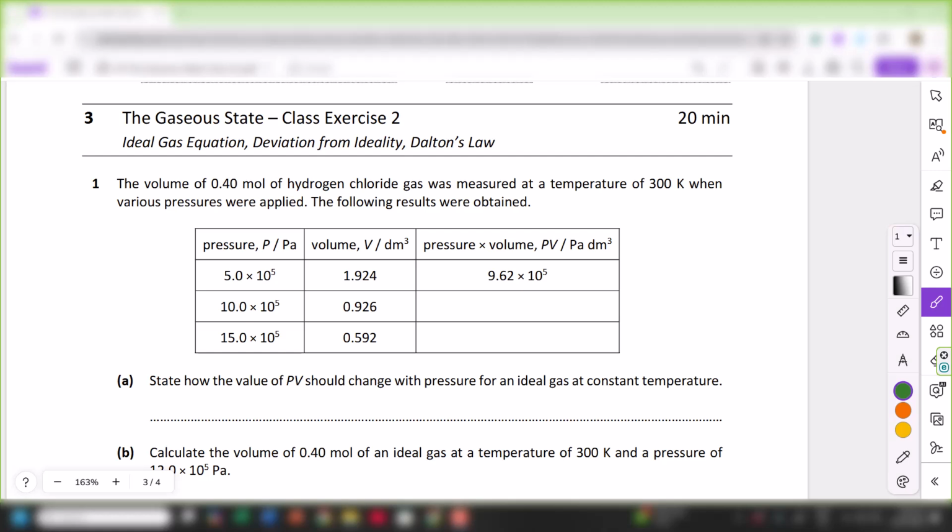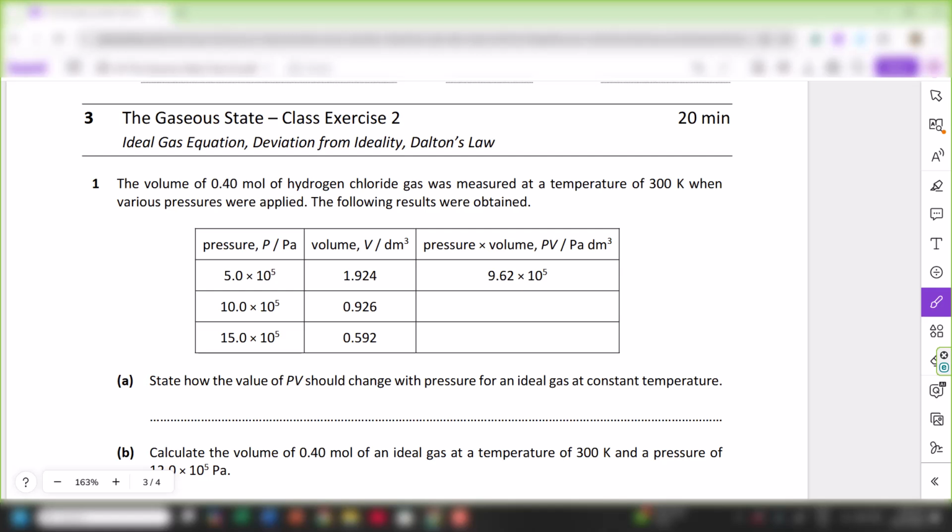Alright, next we're going to look at class exercise 2 for gaseous states. Again, it's back to the ideal gas equation. We have 0.40 moles of hydrogen chloride measured at 300 Kelvin. Various pressures were applied, and these are the values for the real gas, in this case hydrogen chloride.